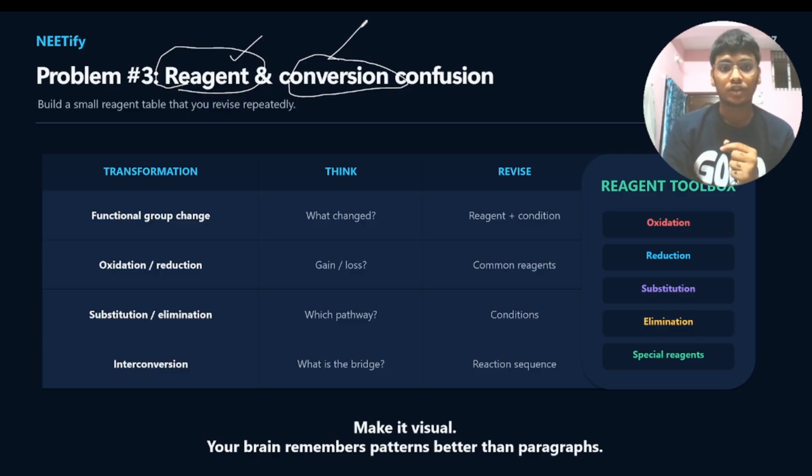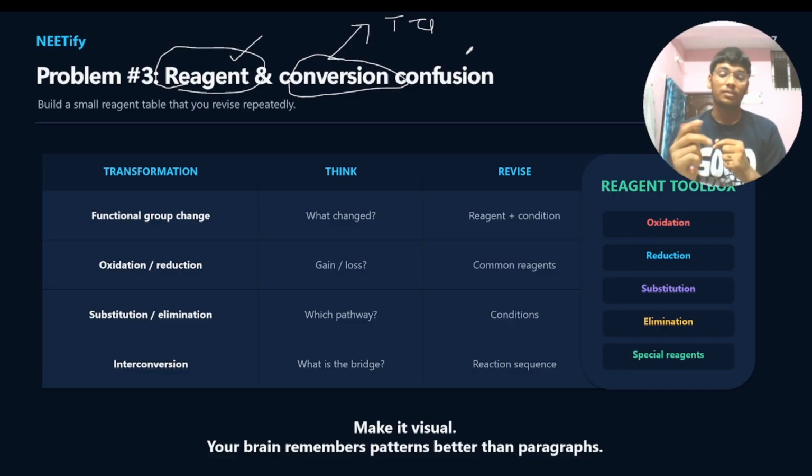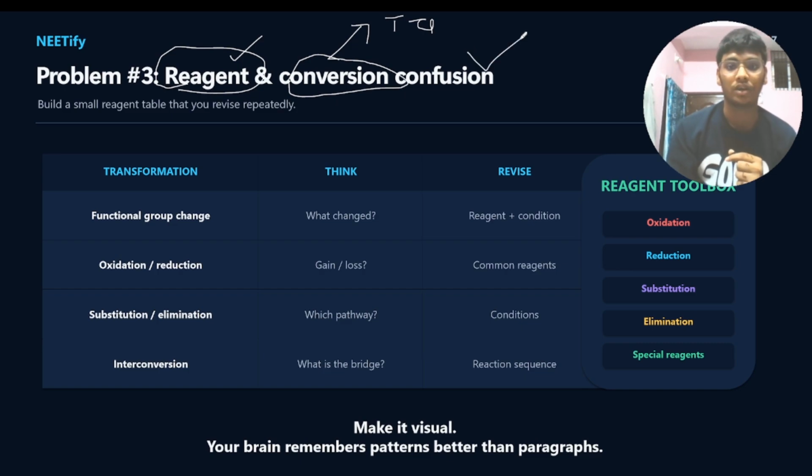Because only the textbook conversions are very important. Textbook conversions are very important. And some conversions are given in your textbook in in-text questions, right? Those are very important. Only the NCERT textbook exercise questions and in-text questions are very important.